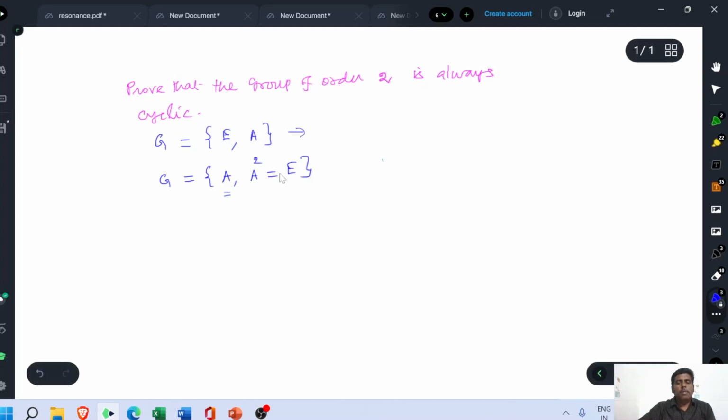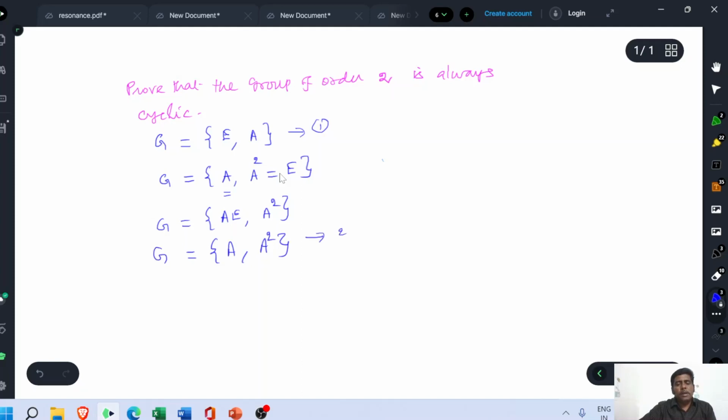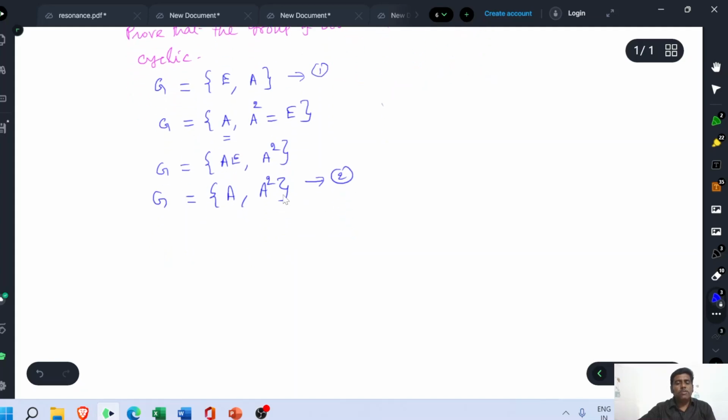For that, multiply the elements of group by A. That is A into E comma A square, because A into A is A square. We know that any element multiplied by the identity element gives the same element. So A into E equal to A, then A square. Then the product A square is also an element of this group G. Therefore, we may say the value of A square is either A or E.